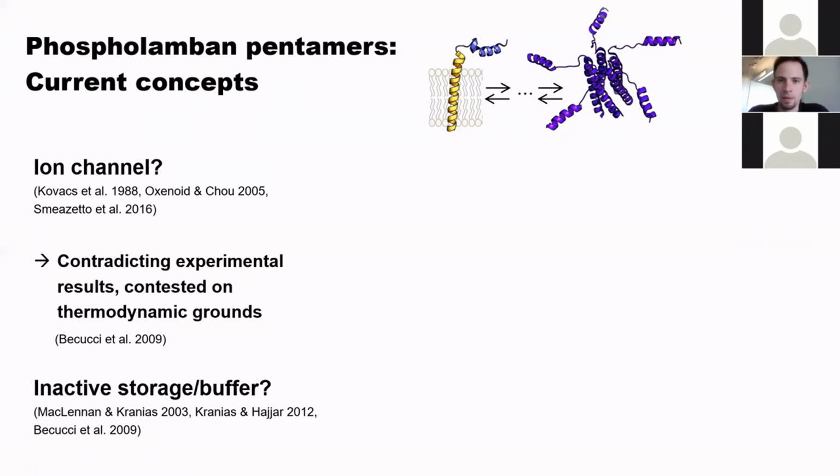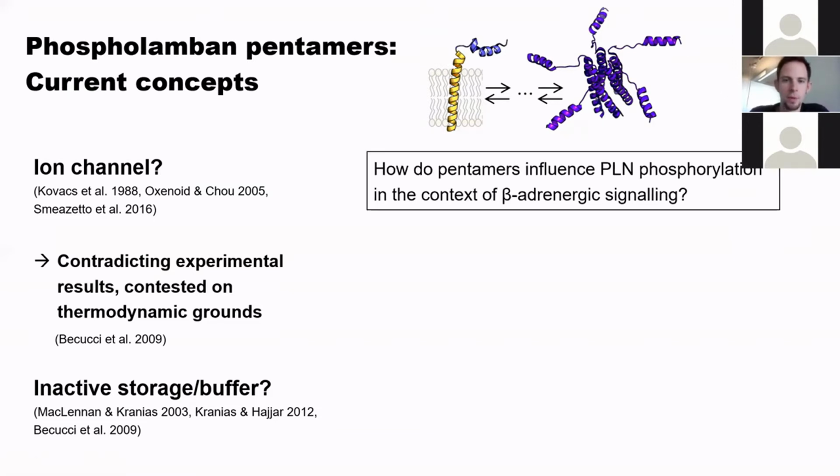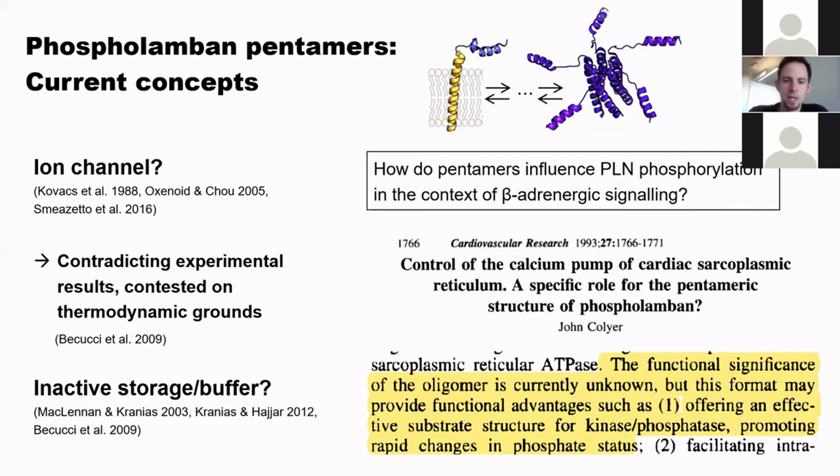However, given the previous context of beta-adrenergic signaling, for this project I asked a very simple question: how do pentamers influence the phosphorylation in the context of beta-adrenergic signaling? And I'm not the first to ask this question, but one of the first was John. He and his group in the early 90s studied phospholamban quite extensively, and he believed that the pentamers may actually offer an effective substrate structure for both kinases and phosphatases to influence the regulation of phospholamban phosphorylation.